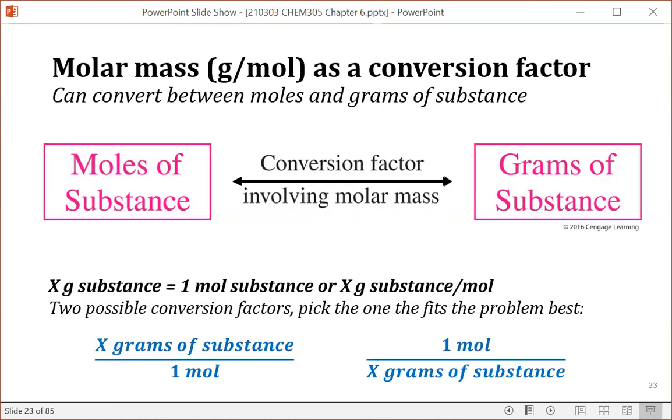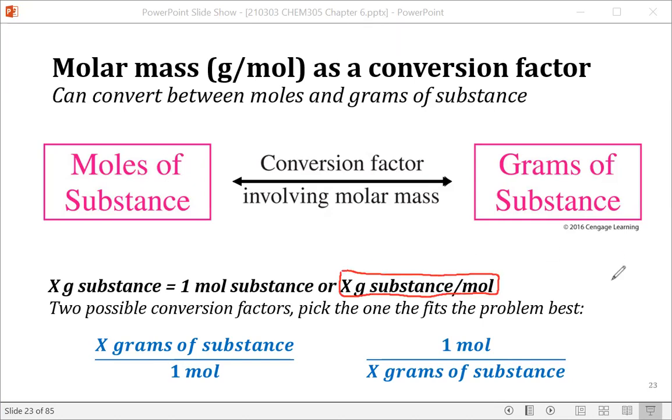So the molar mass says that for X grams of substance, it's going to, of course, vary by substance because each substance is going to have its own molar mass. So per X grams of substance, that's equal to 1 mole of substance. Or more commonly, we write it as X grams of substance per mole.